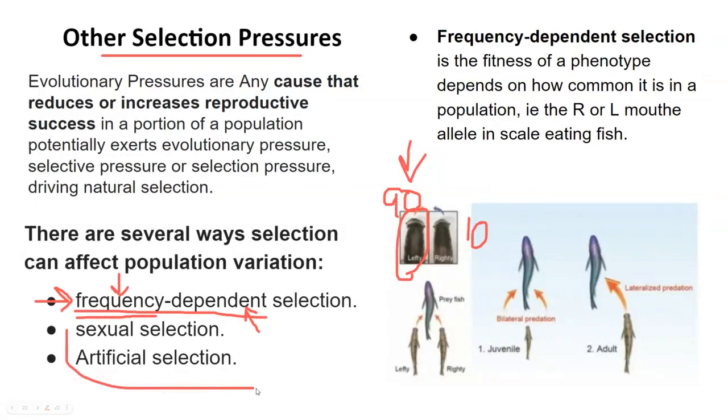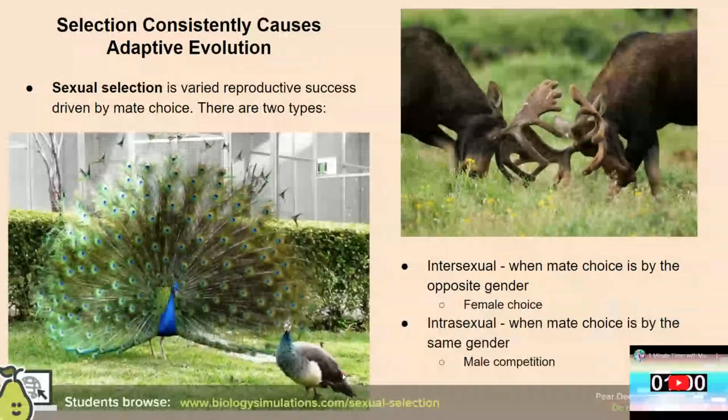There is also something called sexual selection and artificial selection, which we will go over next. Sexual selection is selection driven by mate choice. So, for instance, if the female peacock chooses the male with the largest plumage, that is female mate choice.